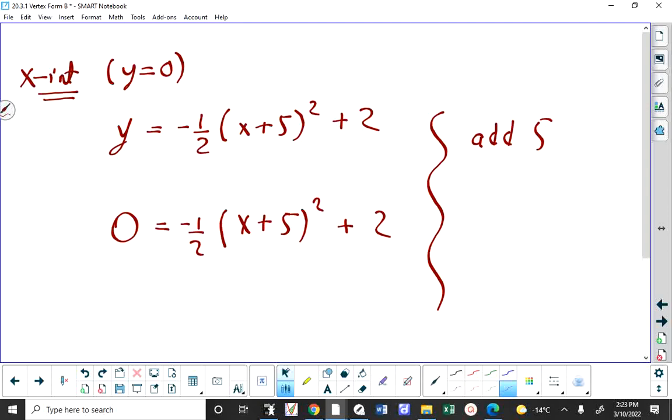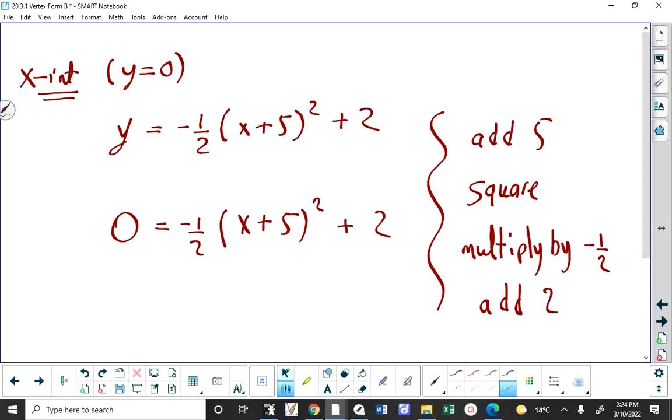Would you agree? The second thing that happens is you square. The third thing that happens is you multiply by negative 1/2. And the last thing that happens to x is you add 2. These are all of the operations that somebody has performed on x when I typed up the question. Our job is to reverse all of that to get x by itself.